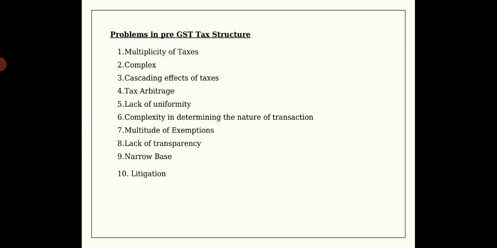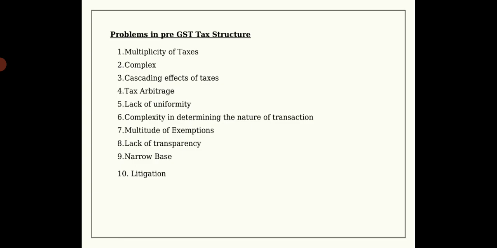Due to multiplicity of taxes, some states have a high rate of taxes whereas other states have a low rate of taxes, and this will result in getting tax benefit. Industry moves from places of high rate of taxes to places of low rate of taxes.